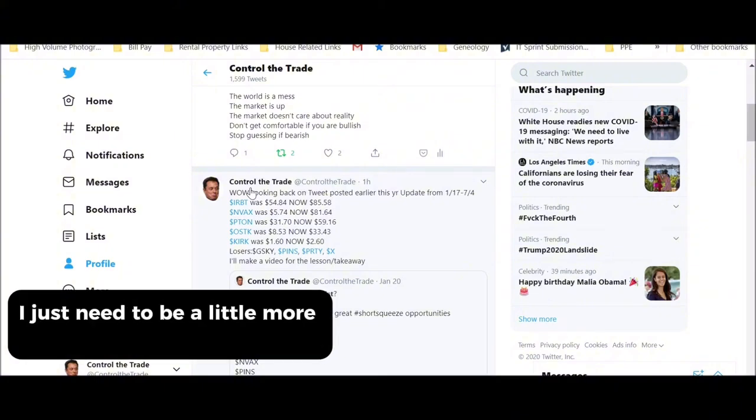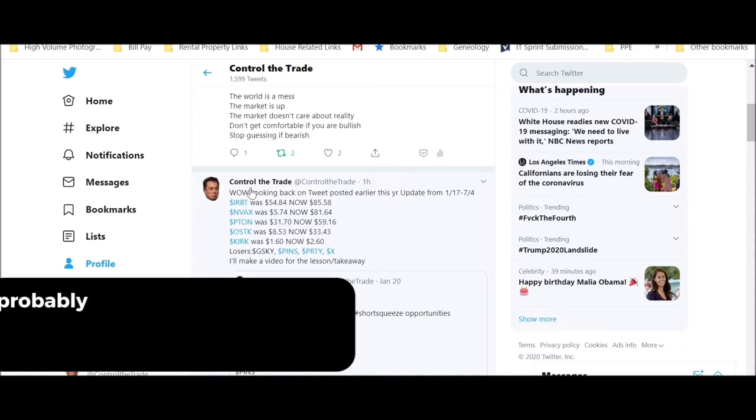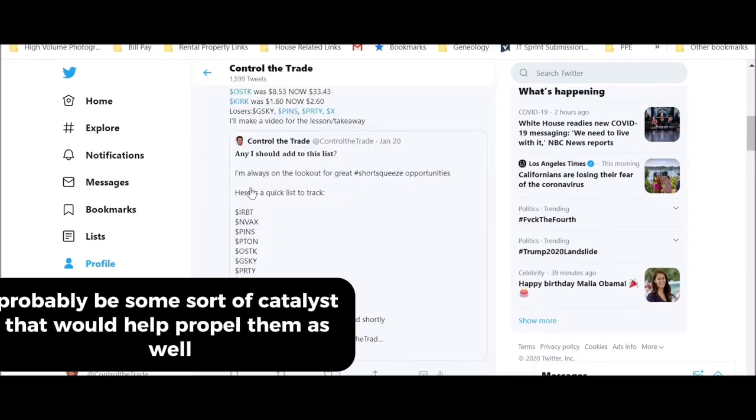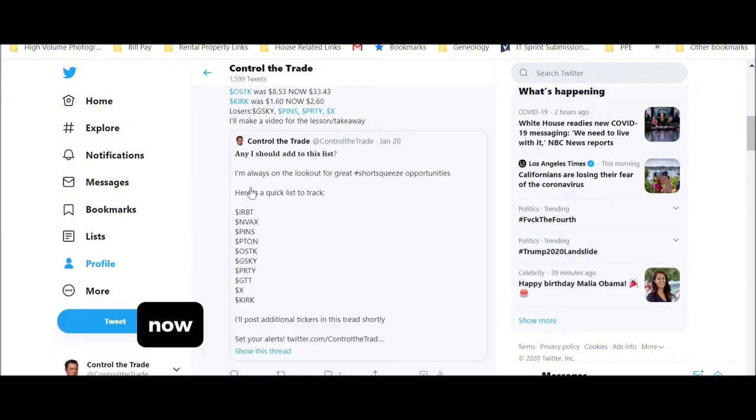I think I just need to be a little more discerning with the stocks that I'm listing there, not just that they have a high short float, but that there would probably be some sort of catalyst that would help propel them as well. So why don't we just do some new scans and see what we can come up with now.